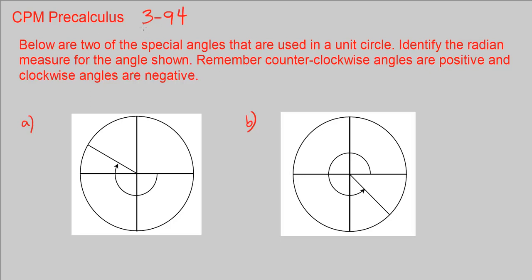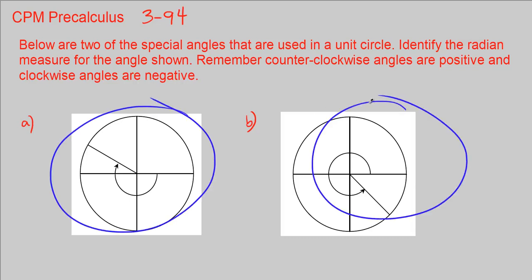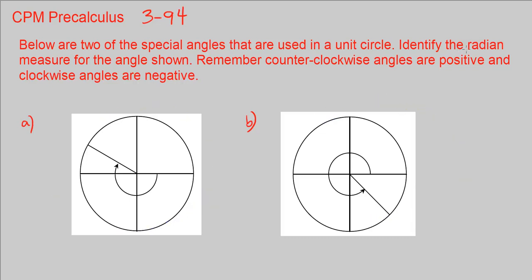This is CPM Precalculus Chapter 3, number 94. So below here we have two special angles that are used in a unit circle. We want to identify the radian measure for the angle shown, right?